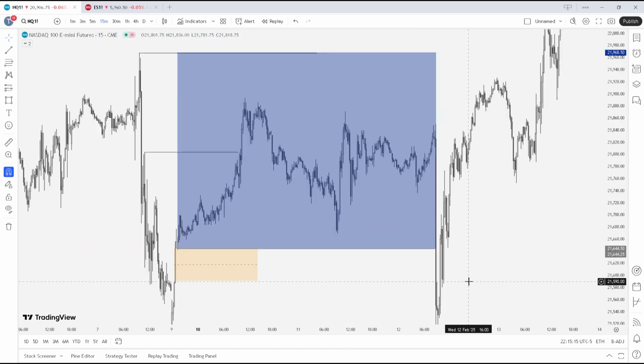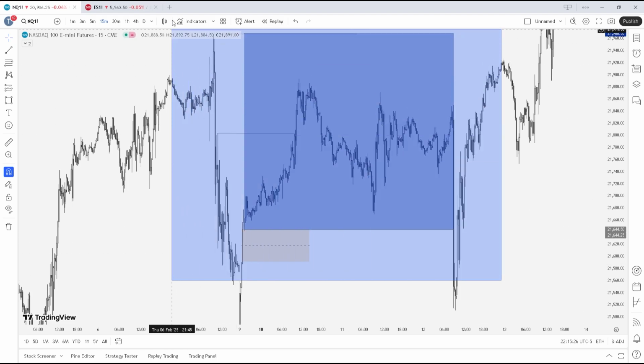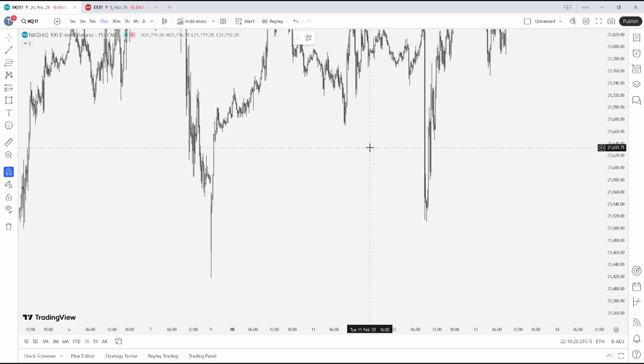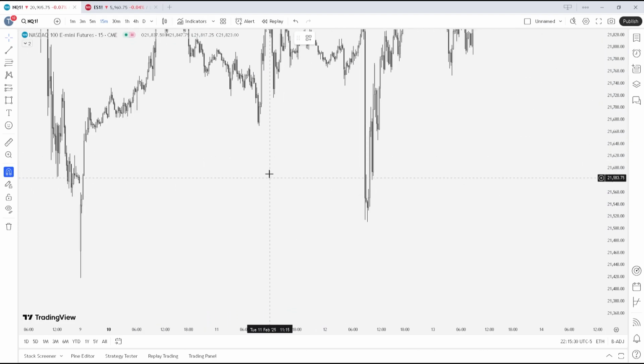So that's how you can use your fair value gaps and liquidity pools to also manage your trades, not just take the trades. And I think I want to go over one last example, if I can find a good one. Actually, this one looks pretty good.